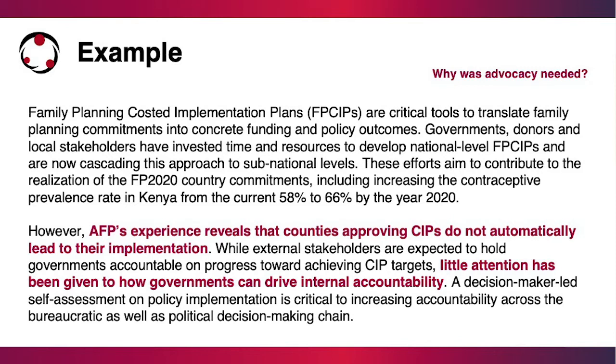In the sections in red in the second paragraph, the author further describes why the topic and advocacy is important and highlights the issues that exist in the implementation of CIPs. They finish by describing how not enough attention has been given to how governments can drive internal accountability in order to progress towards achieving CIP targets, and explain that a decision-maker-led self-assessment on policy implementation is critical in order to increase accountability. This sets them up in order to begin explaining their advocacy in the next section.